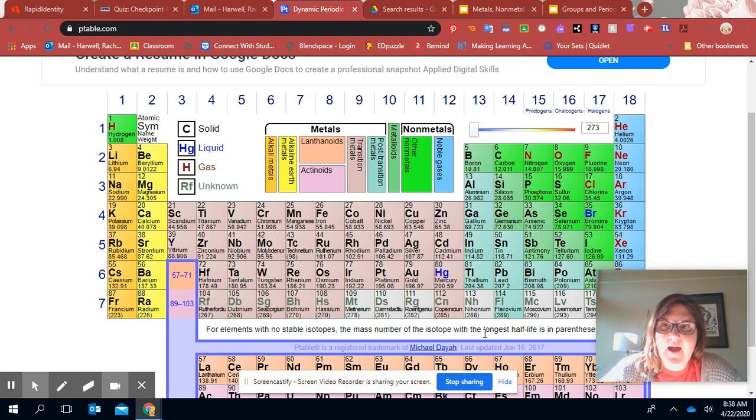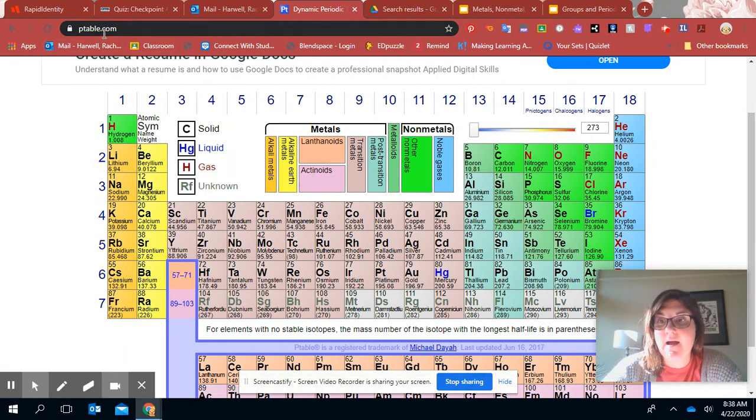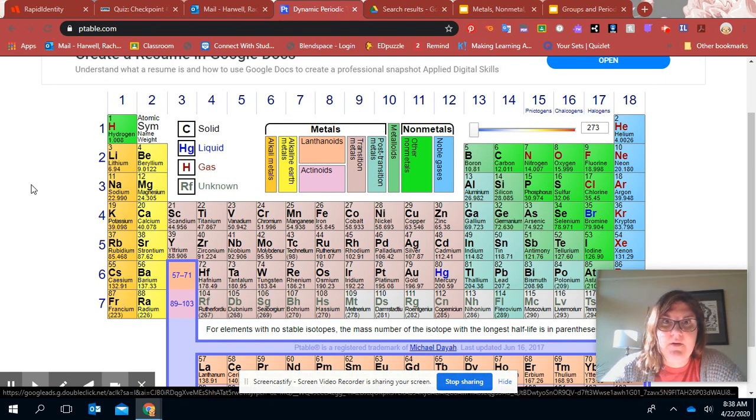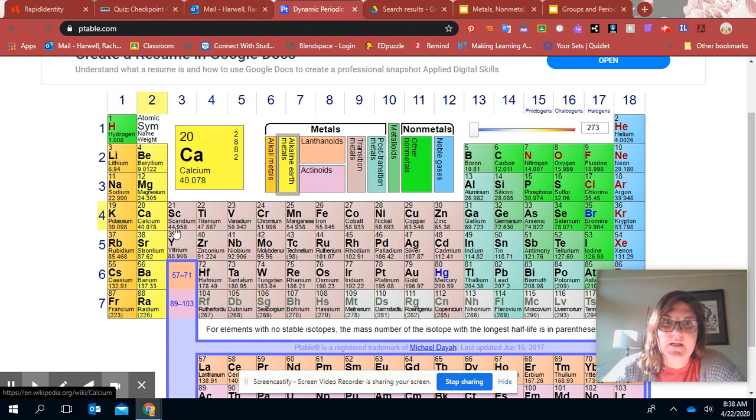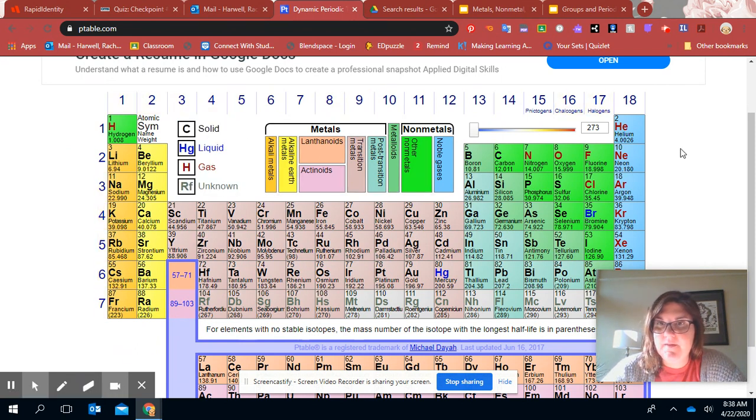Okay, we are back with the actual periodic table. So I'm going to share this link with you. It's called ptable.com. You are going to be using this in chemistry when you get to high school for sure. It's a very comprehensive and interactive periodic table. I just want to show you a couple things.